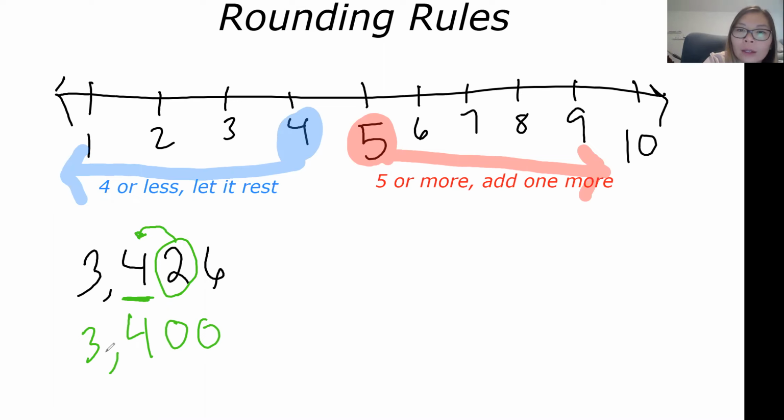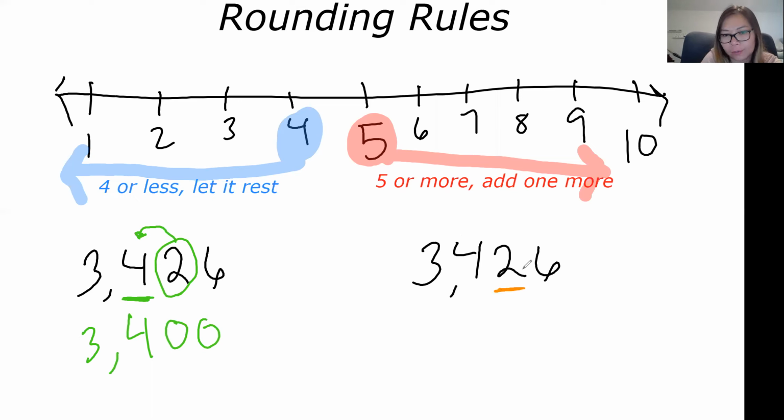So now let's look at what it means to have 5 or more. Let's round the same number, 3,426, but let's round the tens place instead. So the tens place would be the 2. Okay, I'm going to circle the number to the right because this 6 is the big boss. This 6 tells the 2 what to do. Okay, and this 6 lands right here on the number line. You guys see it?